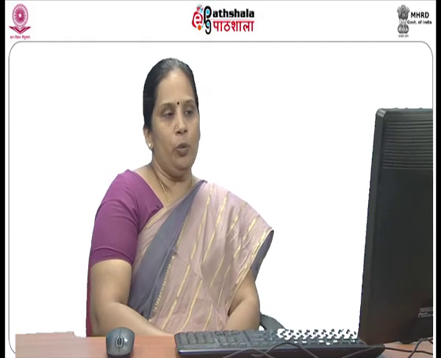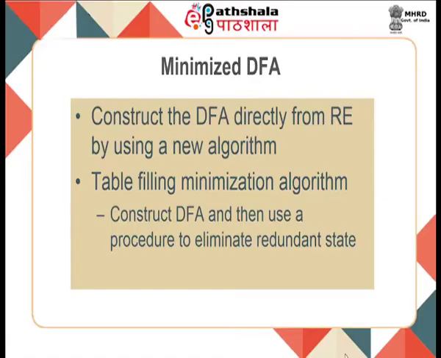So, this minimization can happen in two ways. One is you can directly construct the DFA from the regular expression by using a new methodology. We have already looked at constructing it to ENFA and then ENFA back to DFA, that is what we did in the previous modules. On the other hand, you can have a direct construction algorithm which is going to construct the deterministic finite automata, a minimized one, directly from the regular expression itself.